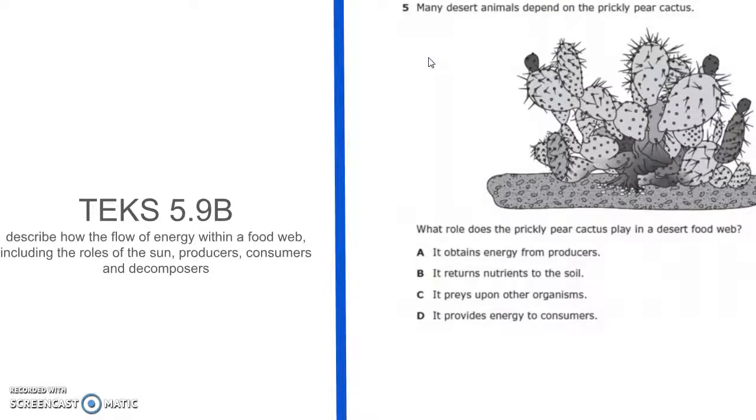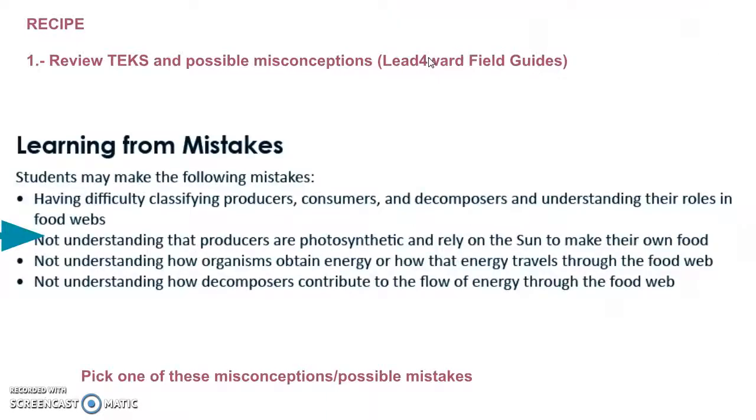5.9b follows a similar path. Students need help explaining the flow of energy within a food web. So let's take a further look at what we can do next.